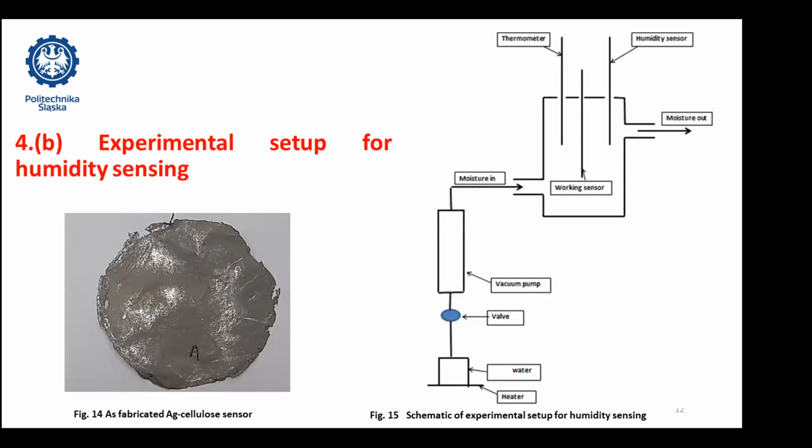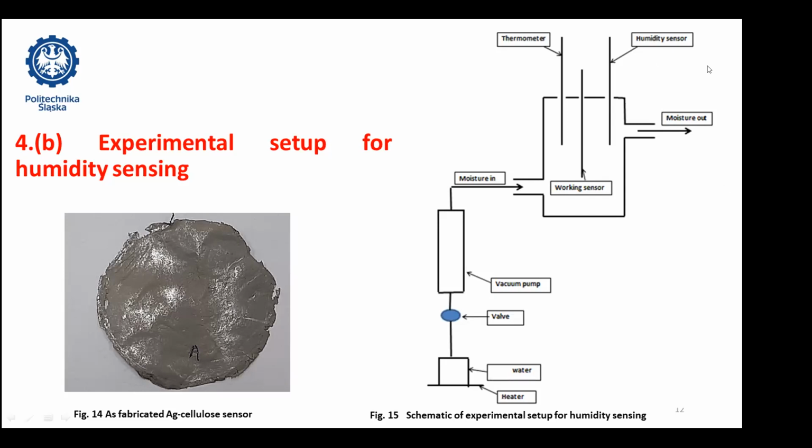Coming towards part B, this shows the experimental setup we employed for humidity sensing. Figure 14 shows that we employed the silver nanowires-cellulose sensor for humidity sensing. As you can see, this sensor was not coated with PDMS. Why? Because in the case of humidity sensing, if we coat it with a PDMS layer, humidity will not interfere with the sensor and we won't get any kind of result. So for humidity sensing, we will not coat anything on this sensor.